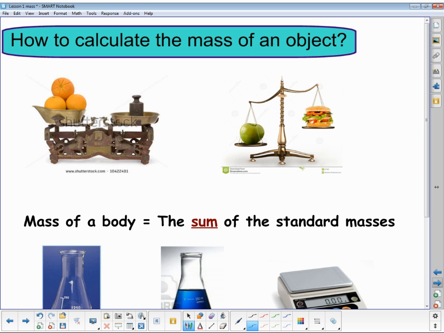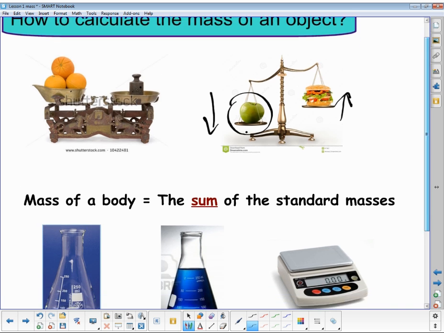Next up, we might want to talk a little bit about how we calculate the mass of an object. Well, what you'd have to do is add up or sum what we call those standard masses, right? And here on a two-pan scale, if these two things are equal, they have the same mass. Here, the apple is a lot heavier than the sandwich, so therefore the apple has more mass.